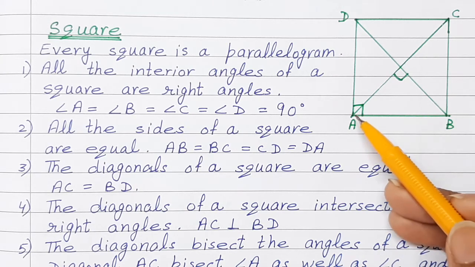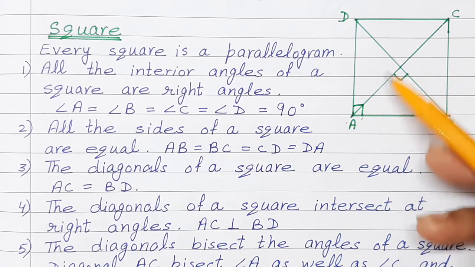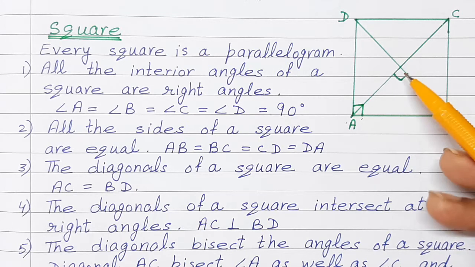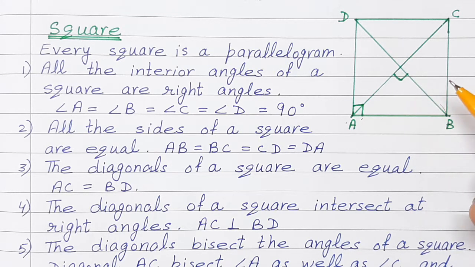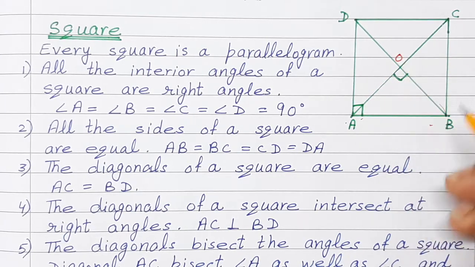In a square, all angles are 90 degrees. That is not the case for a parallelogram, right? And even in a rhombus, the angles were not 90 degrees. But in a square, the angles are 90 degrees each, right? Here also, the diagonals meet each other at 90 degrees. And we can say that in a square, diagonals bisect each other at 90 degrees.